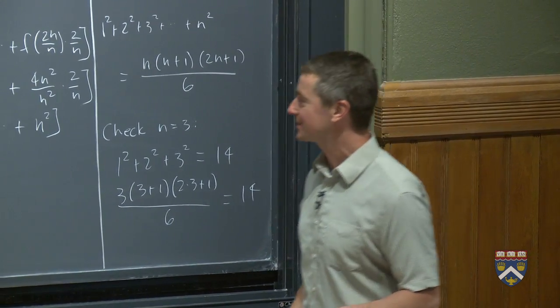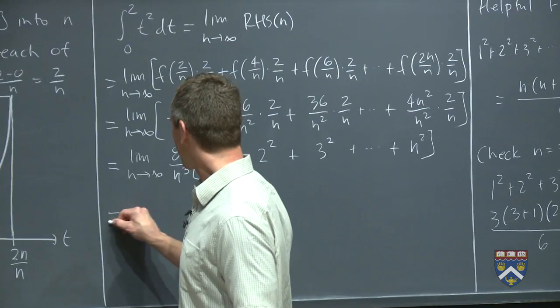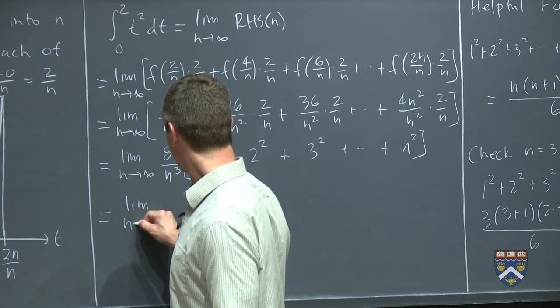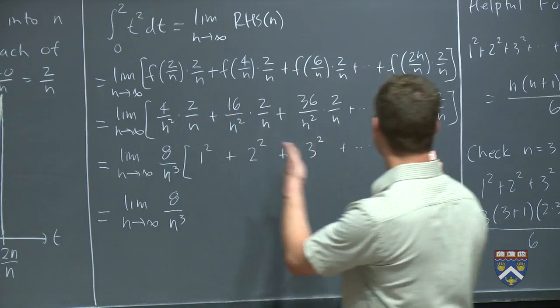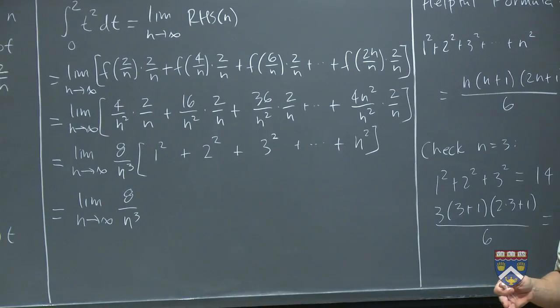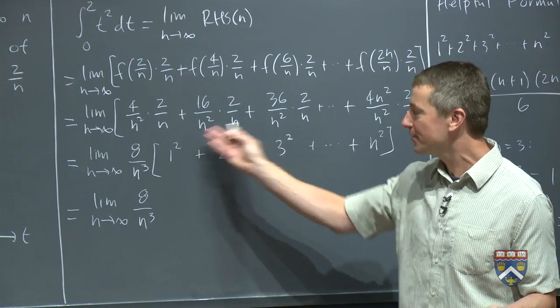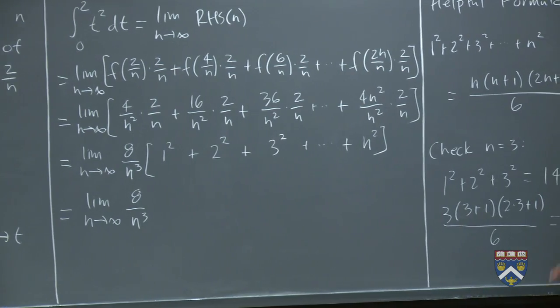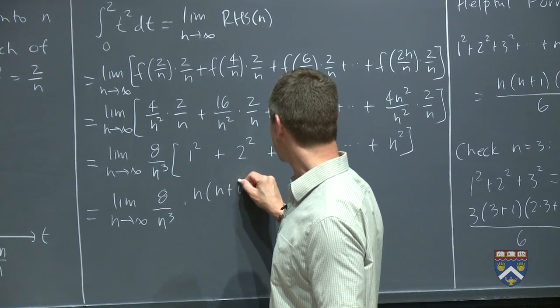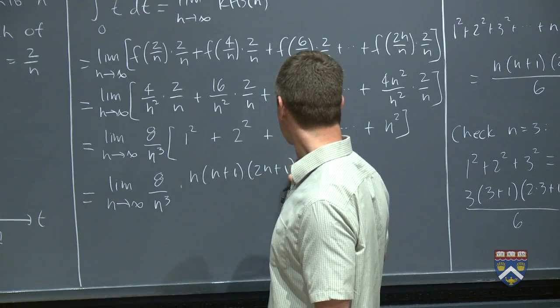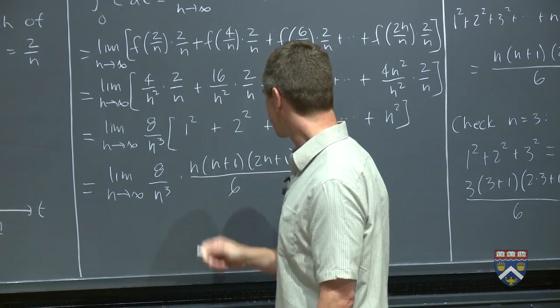And this comes to our rescue, because now we can rewrite this as 8 over n cubed. And instead of writing this, which really, there was nothing I could do with that. There's nothing to do next unless we have this nice formula. Now I can write this, times n plus 1 times 2n plus 1 all over 6.